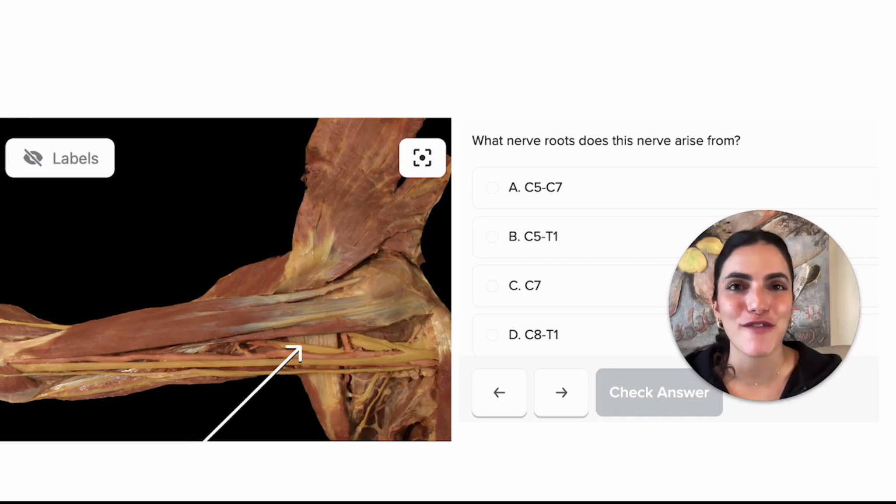What nerve roots does this nerve arise from? Gabby here from Med School Bootcamp, and here we're looking at a dissection along the aspects of the axilla.